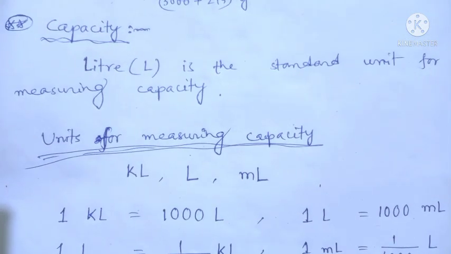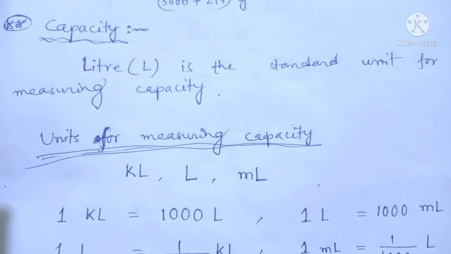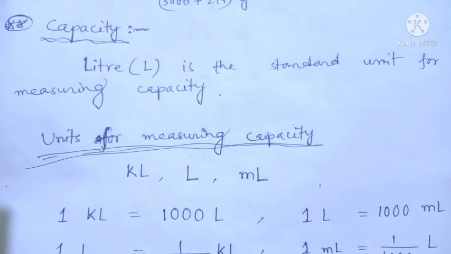Now we will learn the units of capacity for measuring capacity. Liter is the standard unit for measuring capacity, like 1 liter water, 1 liter milk, or 3 liter oil. So liter is the standard unit for measuring capacity.